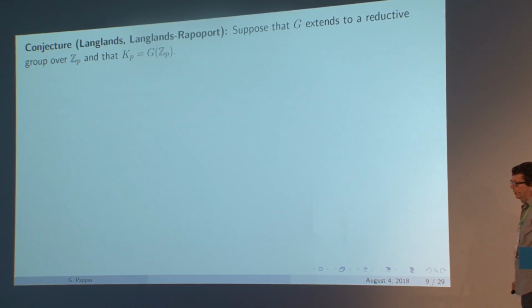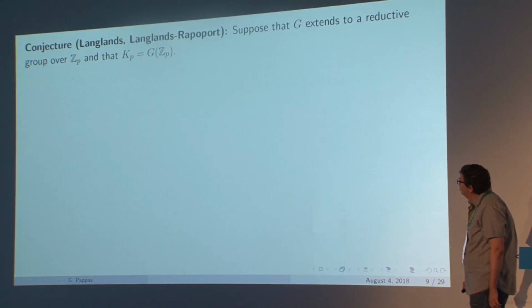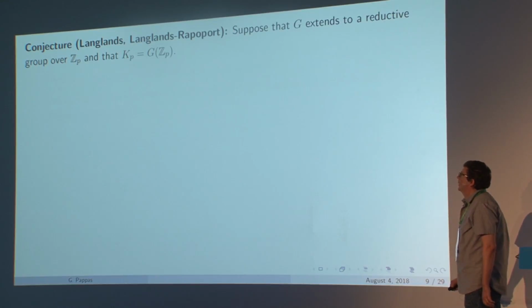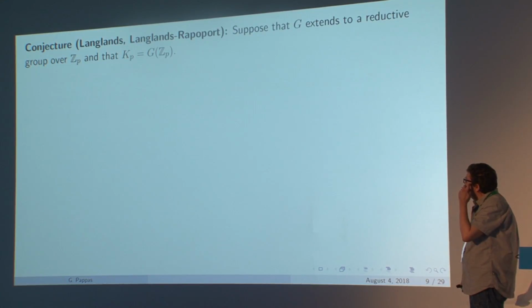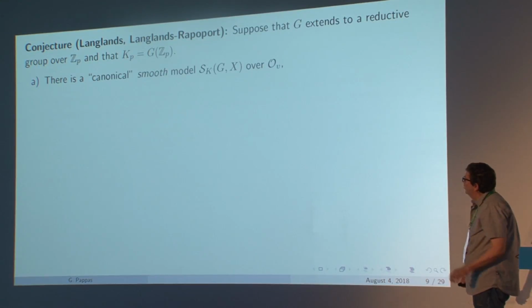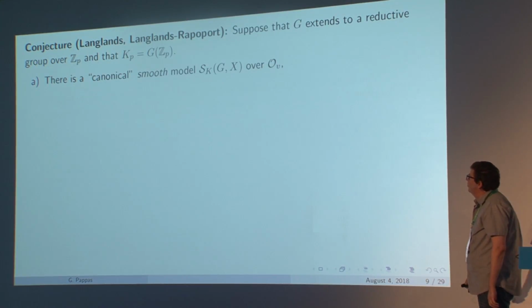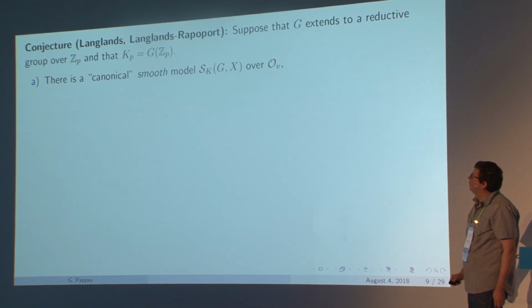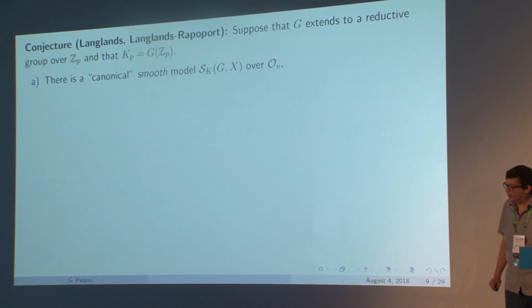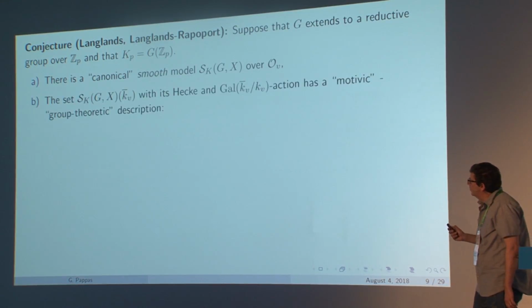Now let's suppose that the group extends to a reductive group over Z_p, and I pick the level subgroup at p to be the Z_p points, and now the conjecture is that there is a smooth model, actually, in that case. So there is good reduction in that case, and in fact, you can pick the smooth model to be canonical. I'll say something about this later.